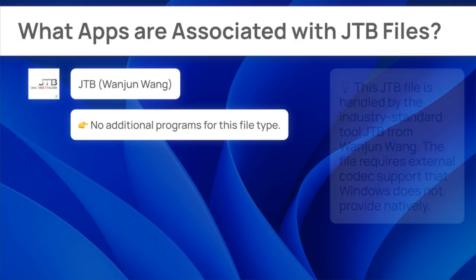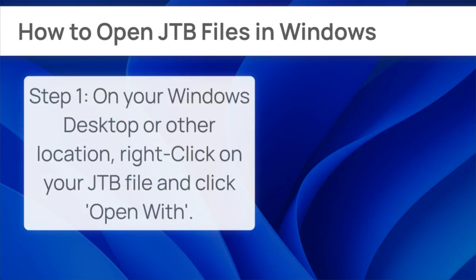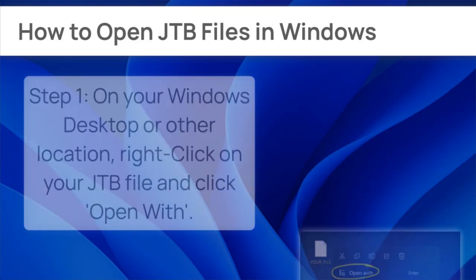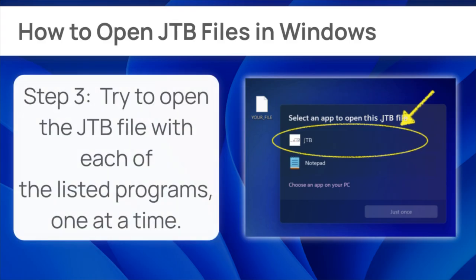The file requires external codec support that Windows does not provide natively. Windows can't interpret the detailed content, so proper access depends on the intended data program. Your essential first move: right-click the JTB file and choose Open With. If JTB is on your system, select it. If not, choose another program. We must find the app that recognizes the format.